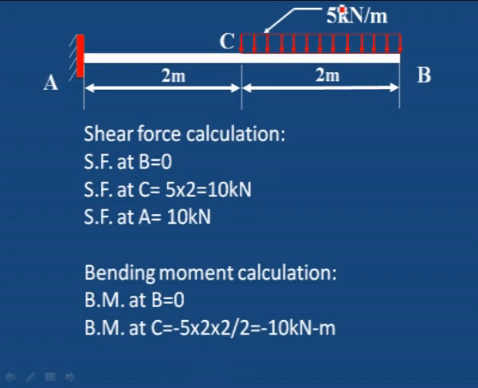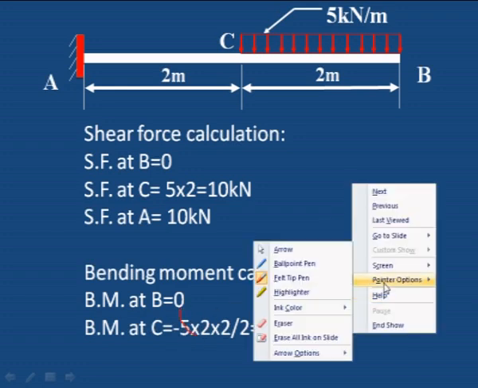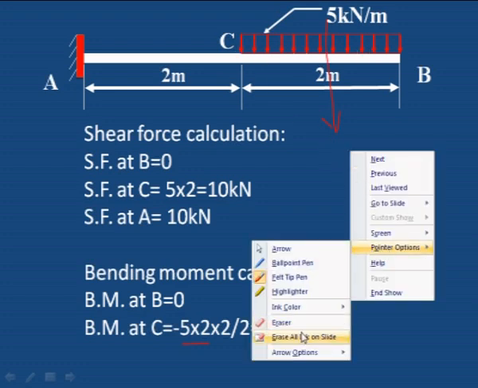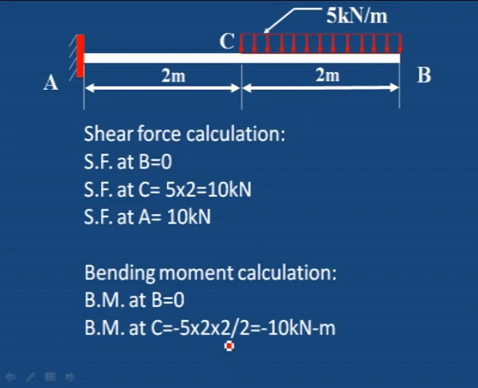At this point, what is the load acting? 5 kilonewton into 2. 5 into 2 is the value of the load, and where does it act? Exactly at the center. It is a vertical load. If we convert 5 into 2, that 10 kilonewton acts at the center of this 2 meter length. 2 divided by 2, that is 1 meter.